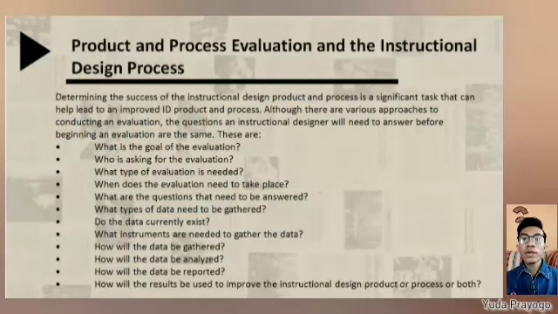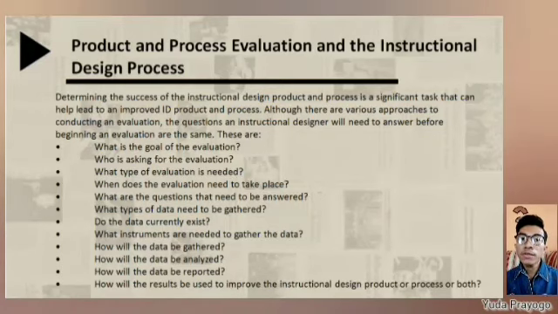Product and process evaluation and the instructional design process. Determining the success of the instructional design product and process is a significant task that can help lead to an improved ID product and process. Although there are various approaches to conducting an evaluation, the questions an instructional designer will need to answer before beginning an evaluation are the same. These are: what is the goal of the evaluation? Who is asking for the evaluation?